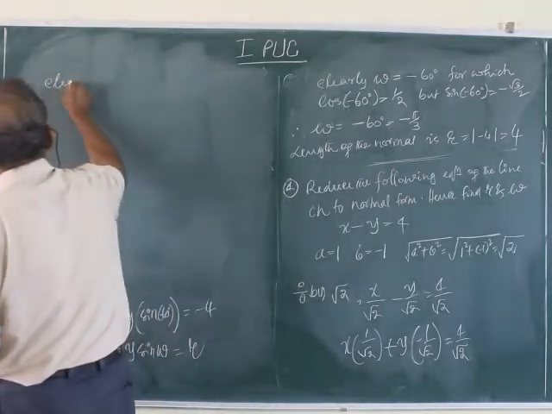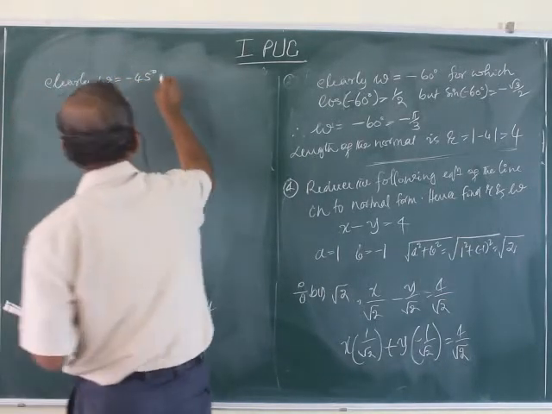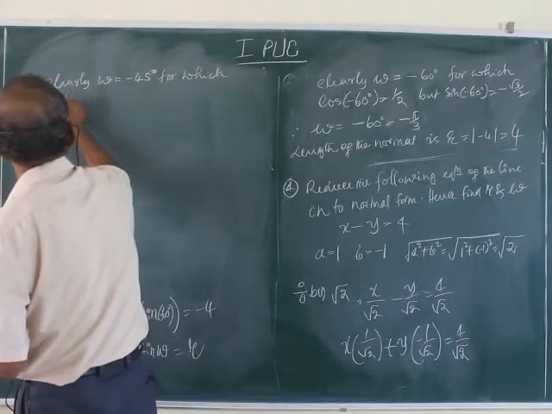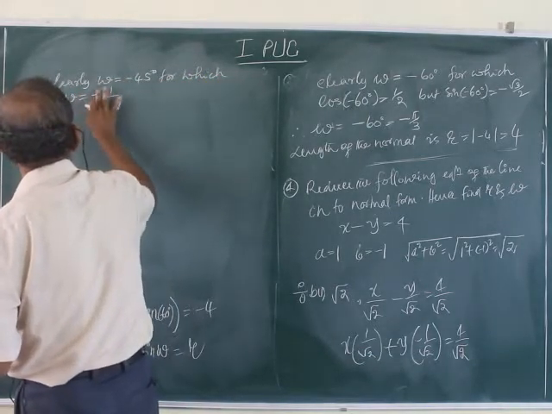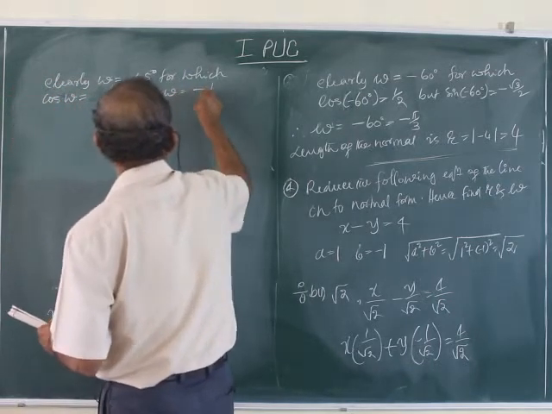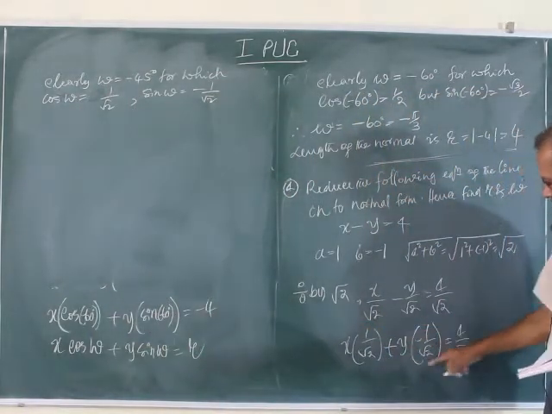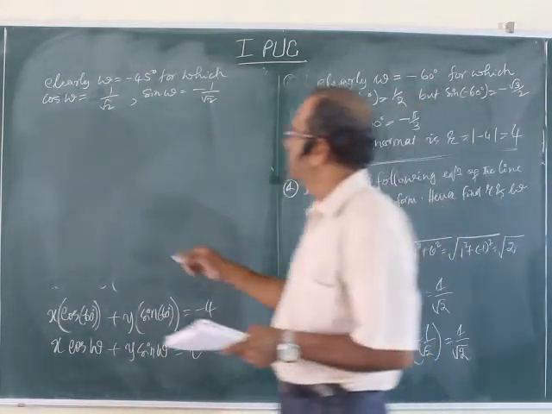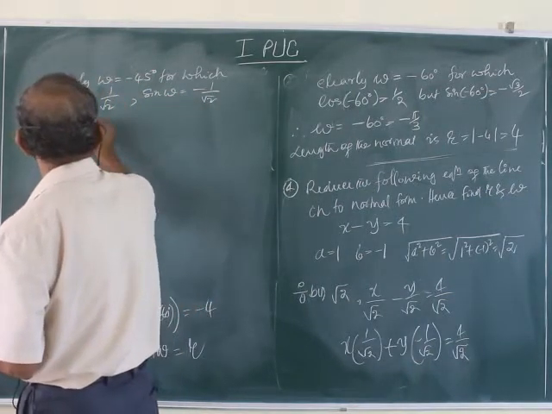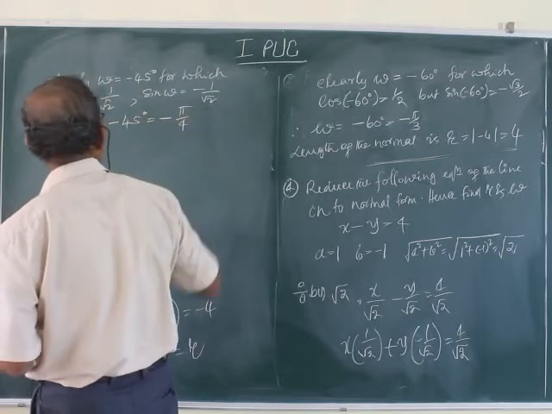Clearly, omega equal to minus 45 degree, for which cos omega is 1 by root 2 and sin omega is minus 1 by root 2. Therefore, omega is minus 45 degree, minus pi by 4.